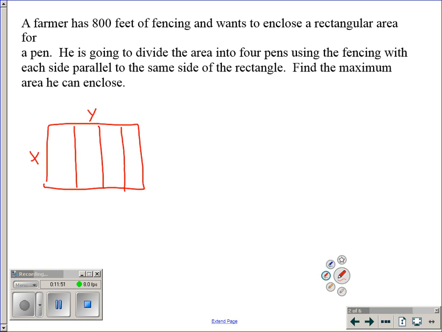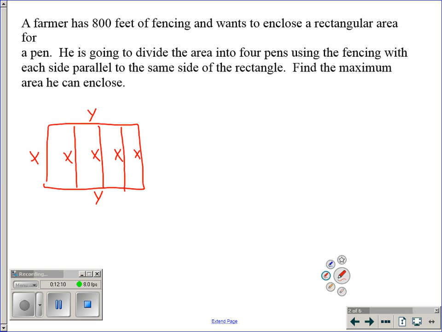And honestly, you could have done it the other way. It would have worked out just fine. But I made it parallel to this side, and there's 4 pens, right? So each of these 4 pens have length X, right? And we have a width there of length Y. Okay, so there's my dimensions of this rectangular pen.